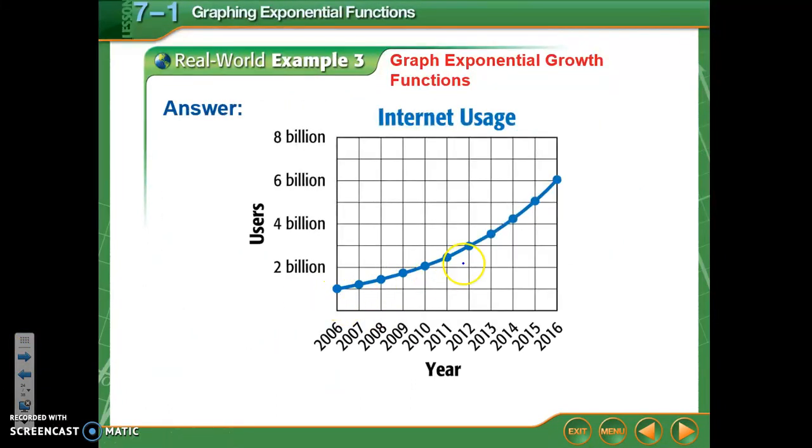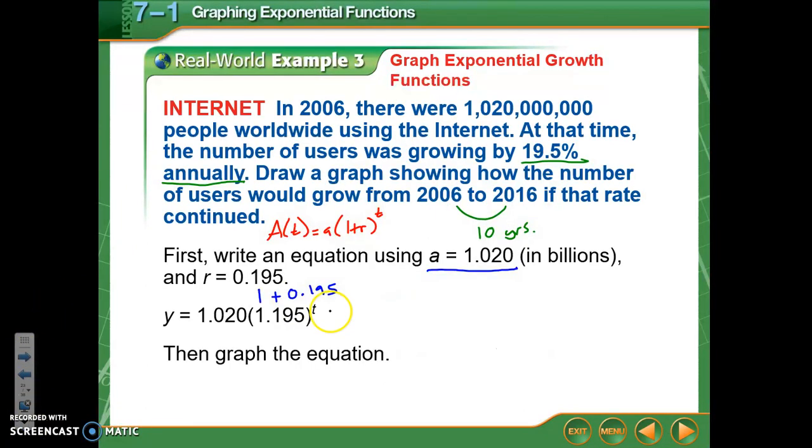My graph here looks like this. This is showing you the growth, and it shows you where we would be in 2016, which is at about 6 billion users. But the key here is making sure you write your equation correctly so that you can get your graph. When you're graphing this, t is going to be like your x value, t is going to be time, and then y will be the total population.